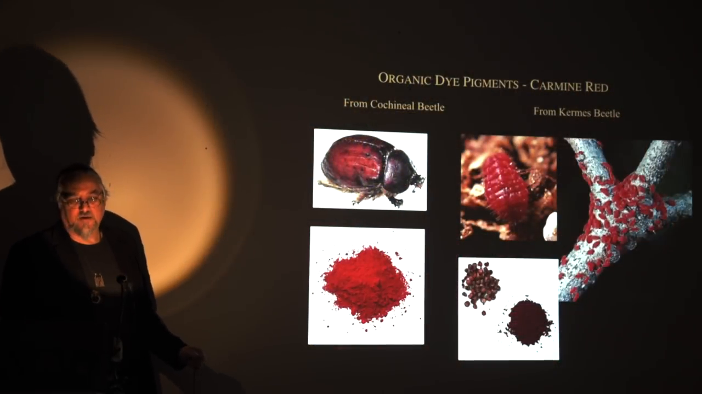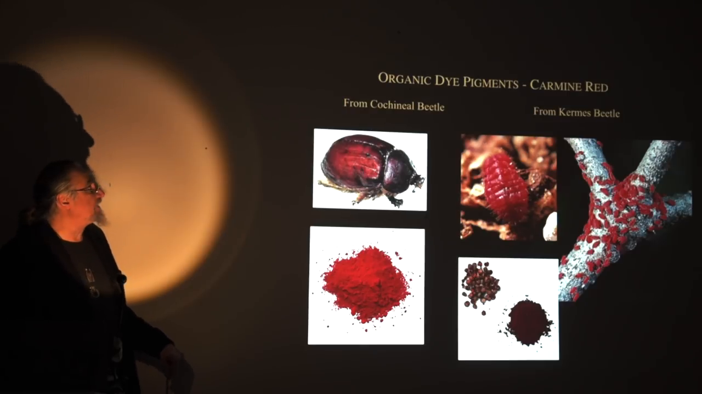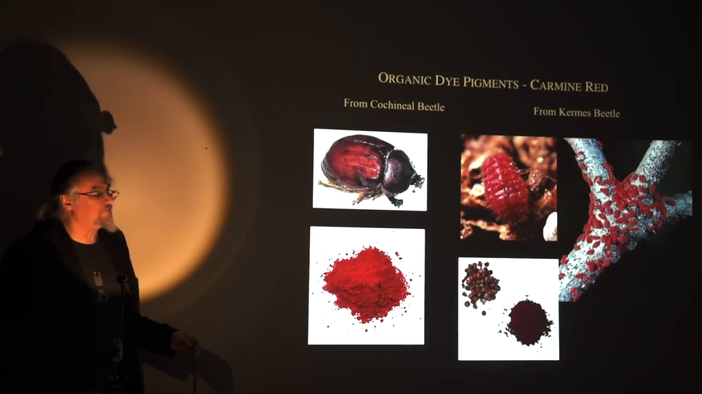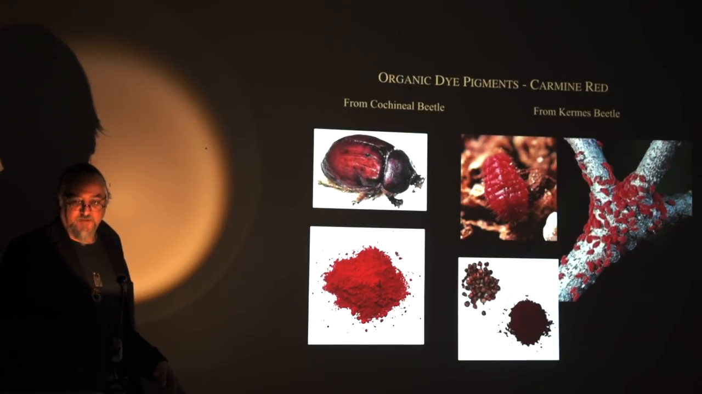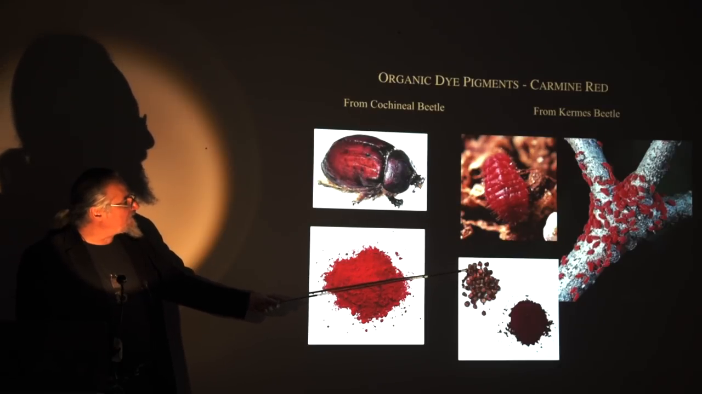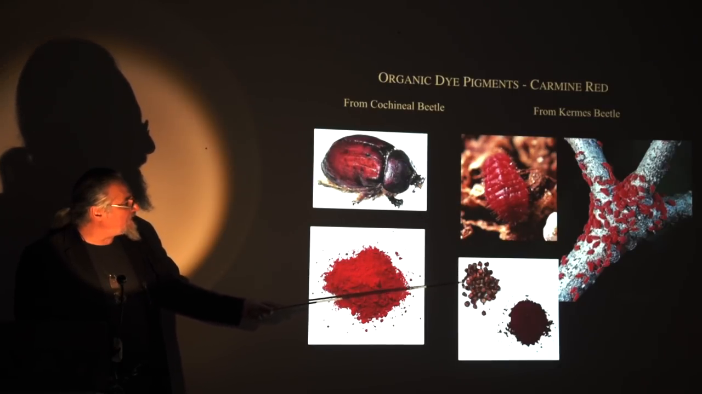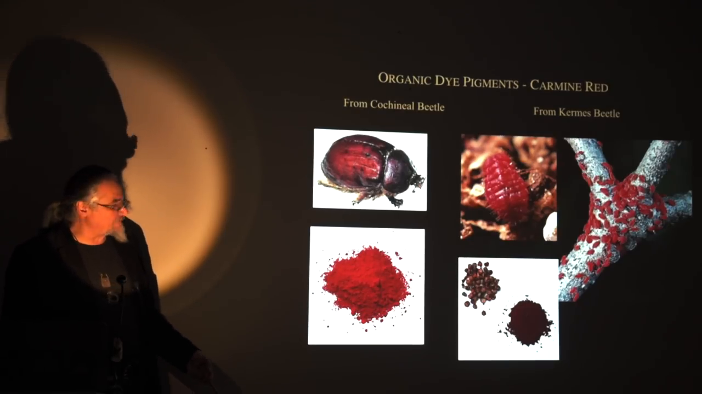Here then are the cochineal and the kermes beetles. On the left, the cochineal beetle coming from the Americas, from Mexico in North America, while the kermes beetle comes typically from Europe. You can see the kermes beetle is extremely small, and then here, as it dies, becoming these small reddish spots that are ground up into the pigment.